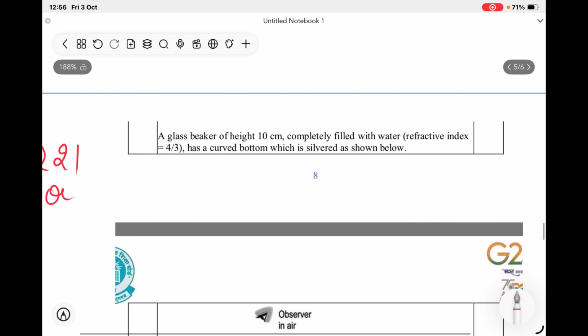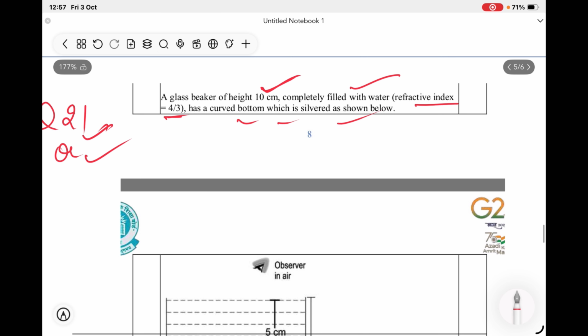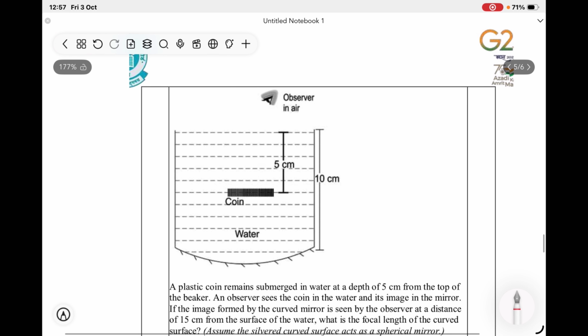This question is the 21st part. A glass beaker of height 10 centimeter. You have to read this question a number of times to get a clear picture of what is happening in this. So a glass beaker of height 10 centimeter is completely filled with water. Water's refractive index has been given as 4 by 3. It has a curved bottom which is silvered, as below. Silvered means now it is acting as a mirror. So this is the bottom which is given.